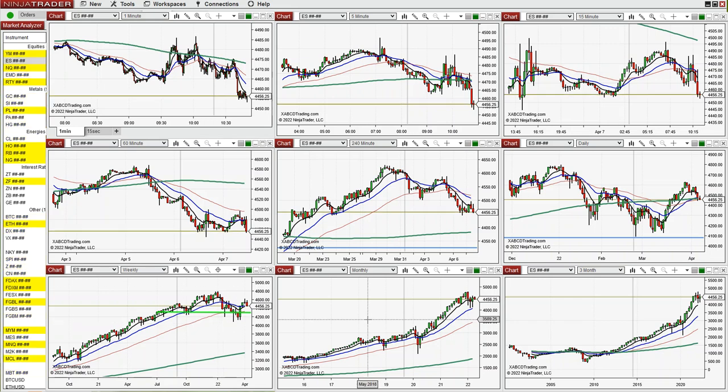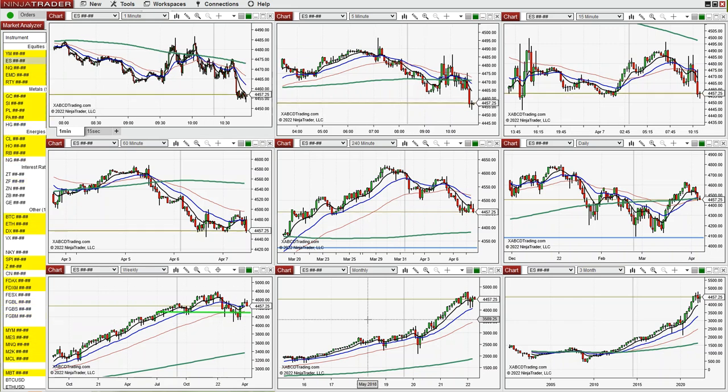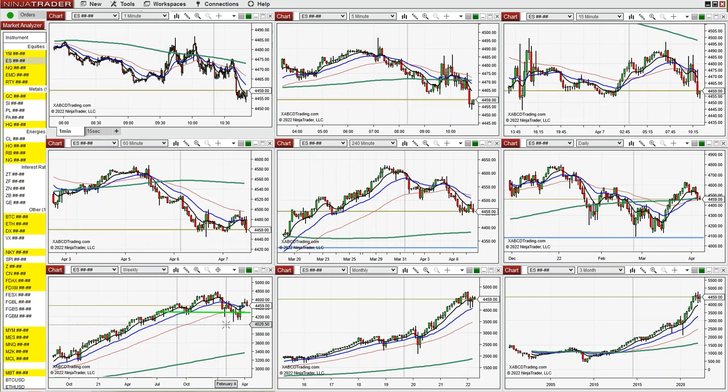Hello everybody, this is the monthly trend scan of the futures market here for the month of April. Let's have a first look at the US equities market, starting with the S&P, the ES futures.